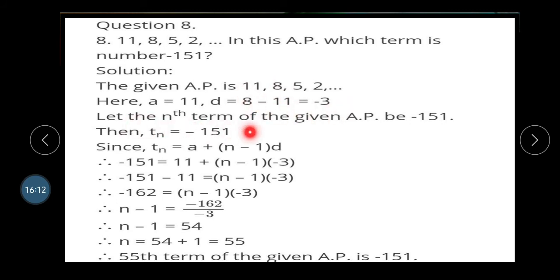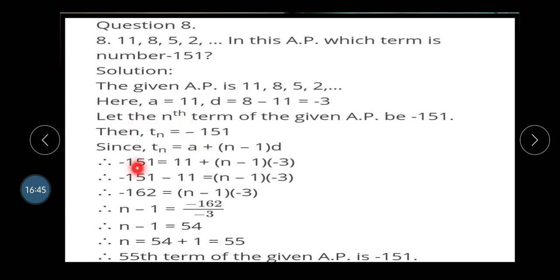Let the nth term of the given AP be minus 151. Tn equal to minus 151. We will write our formula Tn equal to A plus n minus 1 D. We will substitute our values: minus 151 equal to A, A is 11, n as it is, minus 1 as it is, D is minus 3. So it becomes minus 151 equal to 11 plus n minus 1 into minus 3.